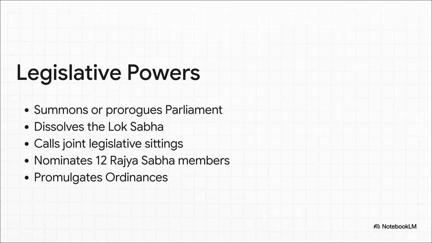But here's the real game changer. Under Article 123, the president can promulgate ordinances when Parliament isn't in session, based on the Cabinet's recommendation. That is a massive tool for legislation. Plus, they hold the system accountable by laying the CAG and UPSC reports right before Parliament.